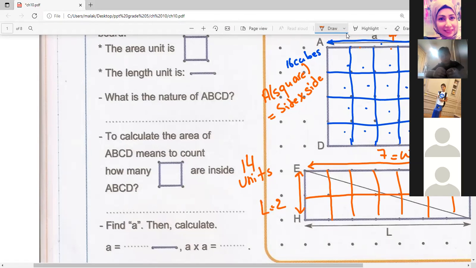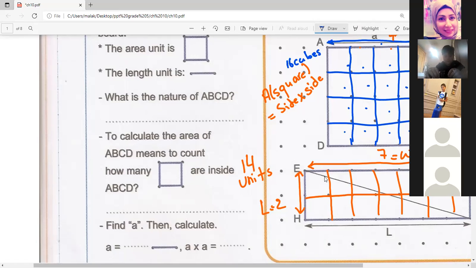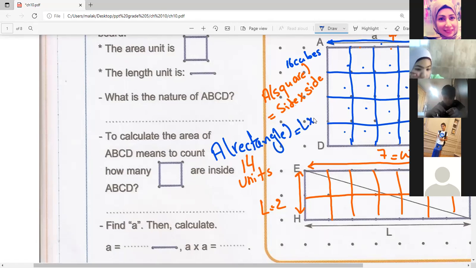So the area of a rectangle is not side times side, because the sides are different, not the same. Here the length is 2 and the width is 7. L plus W? No, L times W, bravo. So the area of a rectangle equals L times W.